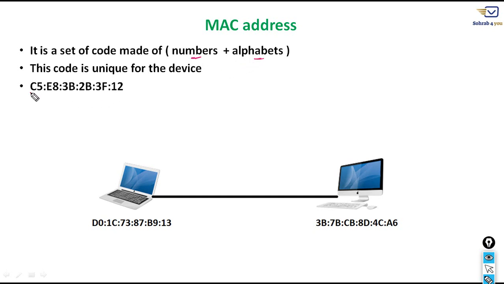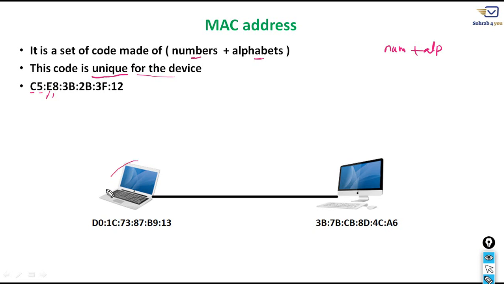So you can say C5: C is an alphabet, 5 is a number. E8: E is an alphabet, 8 is a number. So it means it is made up of two things, numbers plus alphabets. This code is unique for every device. It means every device has a unique MAC address.